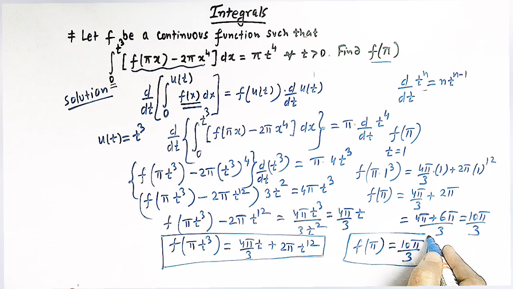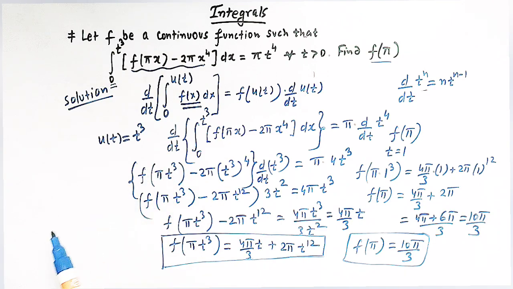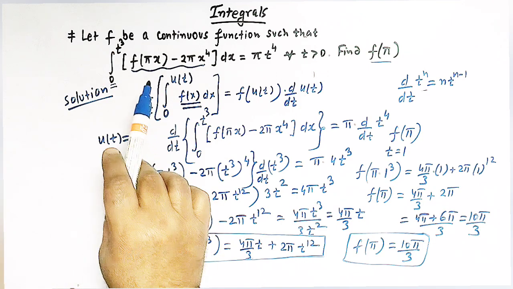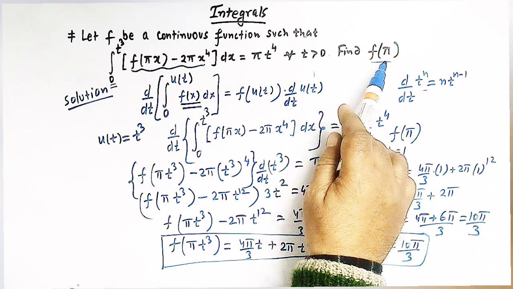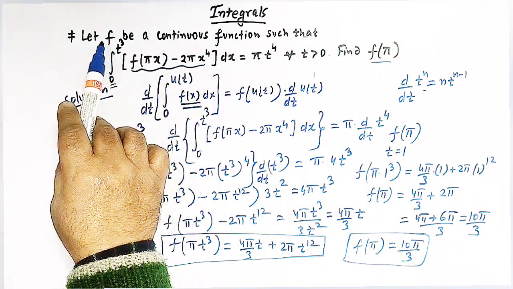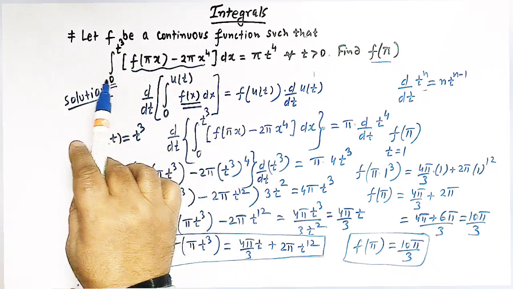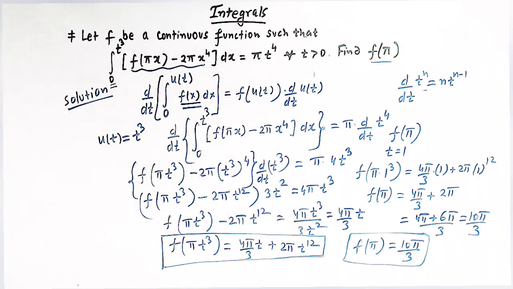So viewers, this is how by the application of Leibniz integral rule we can easily find out the value of f of pi, when it is given that this function f is a continuous function which is defined by this equation for all values of t greater than 0.